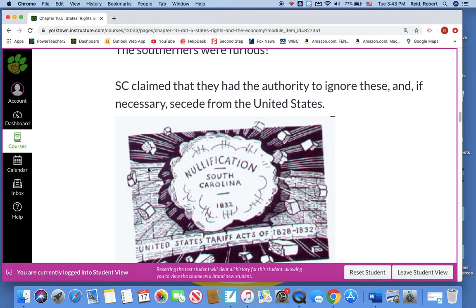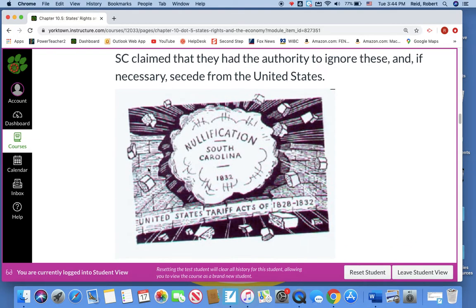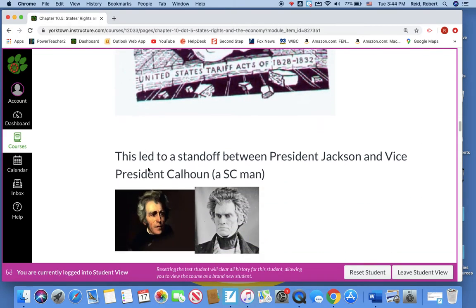South Carolina claimed they had the authority to ignore or nullify those, and if necessary, even secede or leave the United States. See you later, bye bye. Not really something that we're going to see again until the 1850s, when the U.S. Civil War is getting ready to begin in the 1860s.